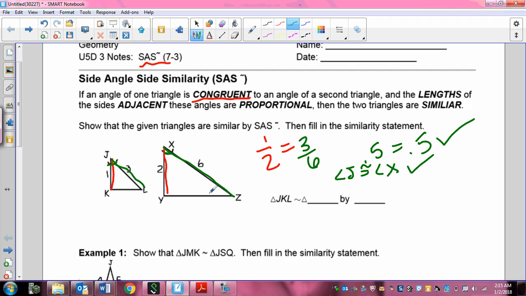So I need to write it in order. For the first one, the order didn't matter. They put J to K to L. The second one, the order matters, right? So J is the one with the congruency mark, which is going to be X. And then K is the red line, which is going to be Y. And then Z. I have two sides that are proportionate and the angle is touching both of the sides. So that's side, angle, side. Remember, we had a lot of SAS in congruent triangles. We can't forget that.